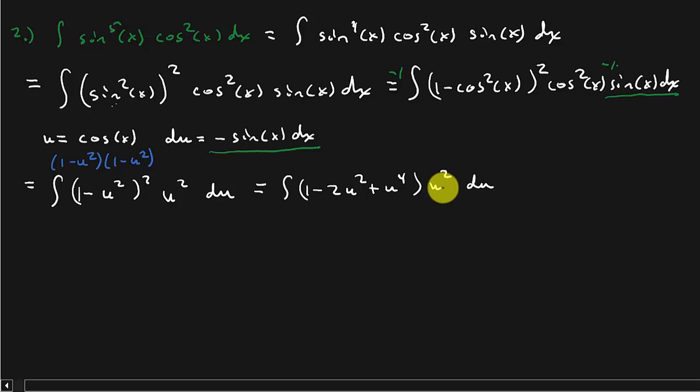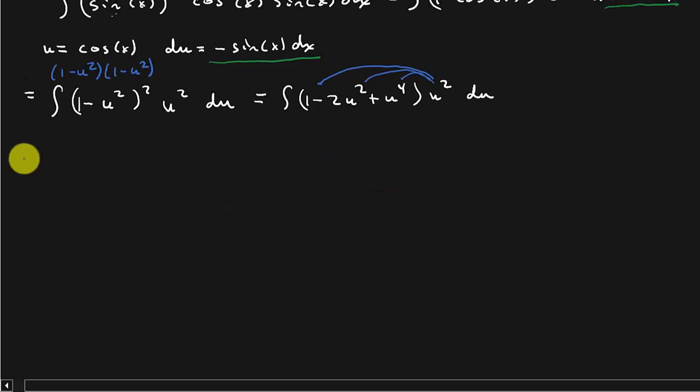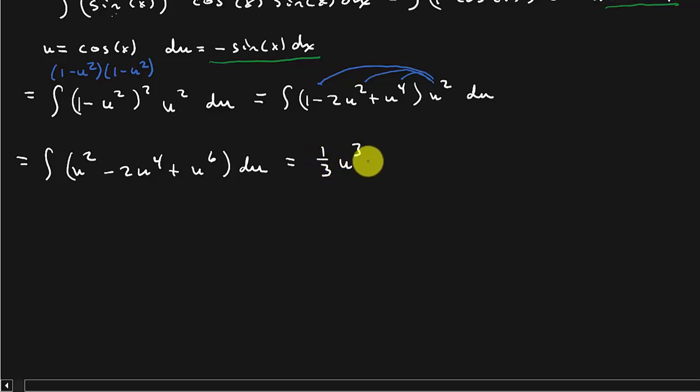And now we're going to distribute the u squared. And so that is going to be u squared minus 2u to the 4th plus u to the 6th du. And now we integrate. So that's going to be what? 1/3 u cubed minus 2/5 u to the 5th plus 1/7 u to the 7th plus c.